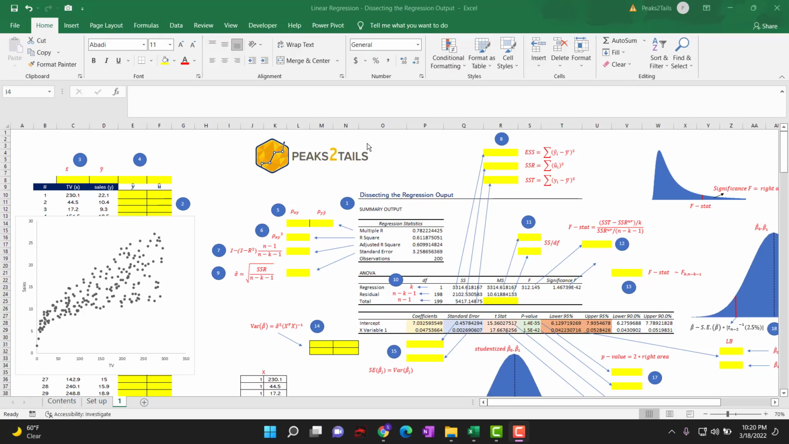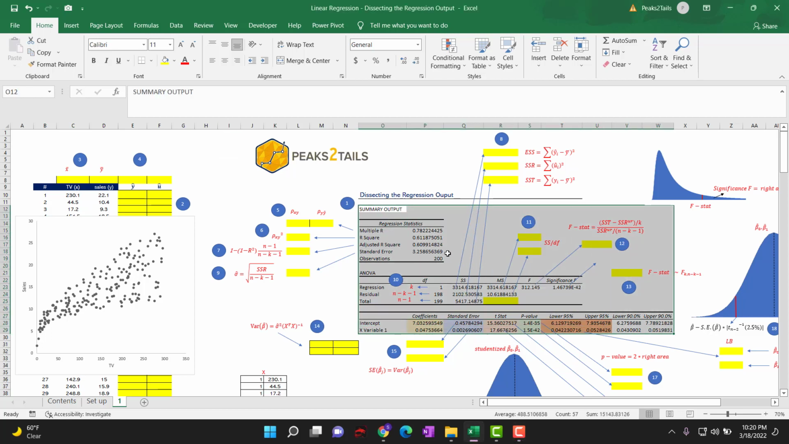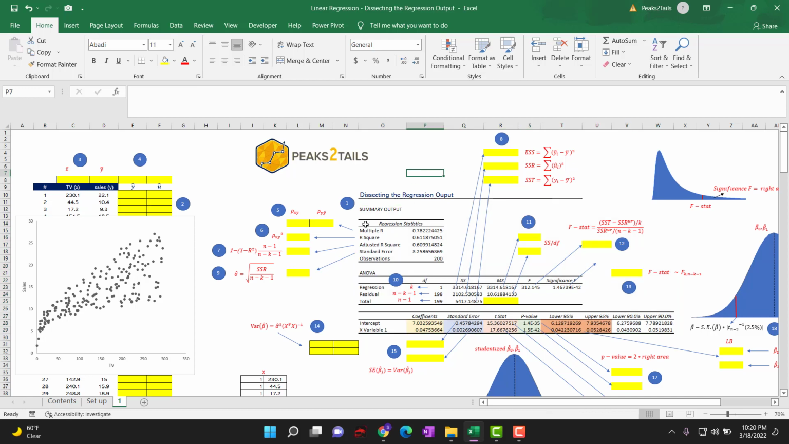Hello everyone. In this video, we are going to look at each and every calculation in the regression output in Microsoft Excel in a systematic fashion. So this is the typical summary output that we get out of regression analysis when we use Excel's Data Analysis ToolPak. So the first thing that we are interested in is the beta coefficients.